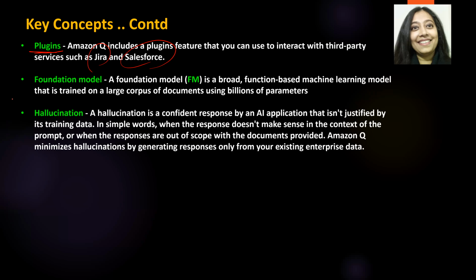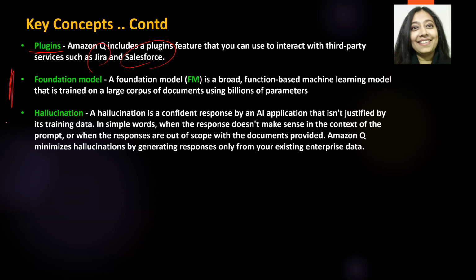Finally, we have the foundational model. Again, if you're coming from the ML world, you know that a foundation model is a broad, functional machine learning model that is again trained on a large corpus or an index of different documents using multiple, or billions of, parameters.